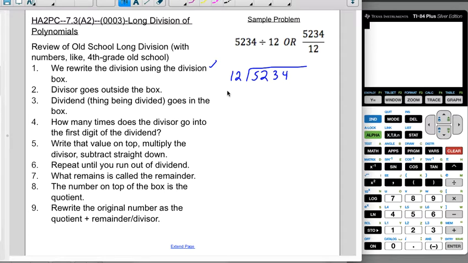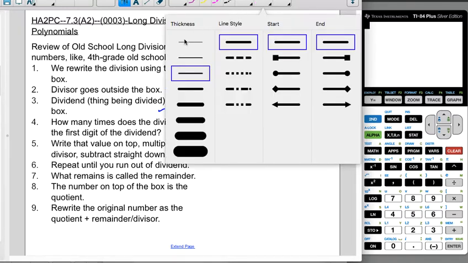The divisor, 12, goes outside the box. The dividend, which is the thing that's being divided, goes inside the box. Check. We did both of those things. Cool. So how many times does this divisor, the 12, go into the first digit? And we're going to go ahead and walk through this.